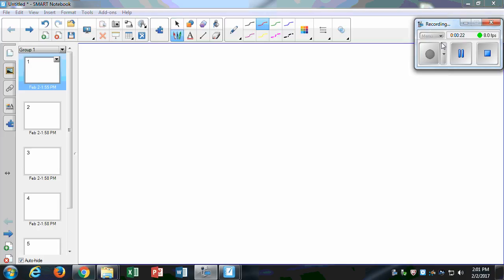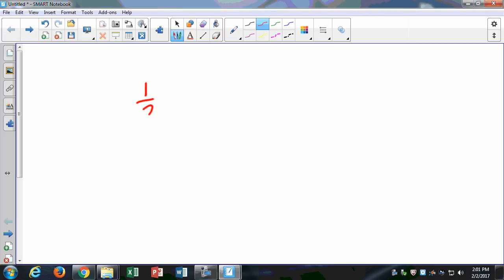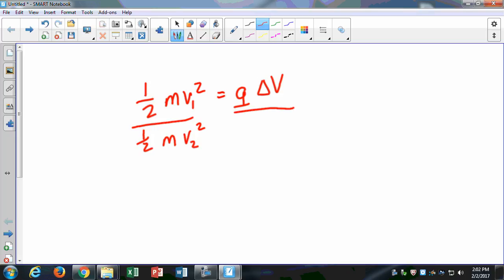Well, their kinetic energy is 1/2 mv squared, and that's going to be equal to the charge times the change in potential. And we want to know the ratios of their speeds. So this is 1/2 m v1 squared, we'll make this Q1, Q2, delta V. They both go across the same voltage.